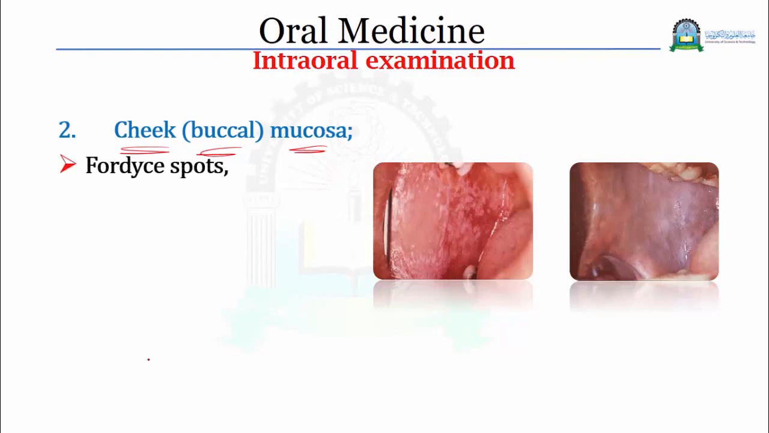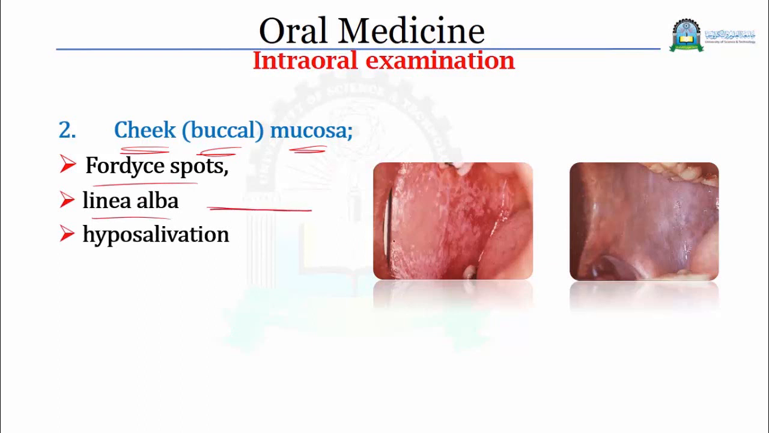We will look and assess if there are any Fordyce spots. Linea alba, which is a white line opposing the occlusal surface, presented in the buccal mucosa. Hyposalivation: if there is any dryness or hyposalivation, we will assess it in the buccal mucosa.